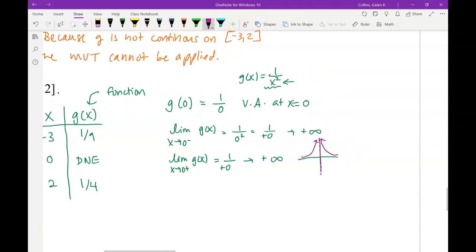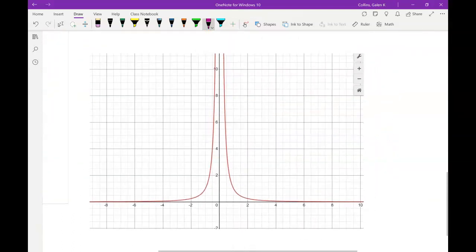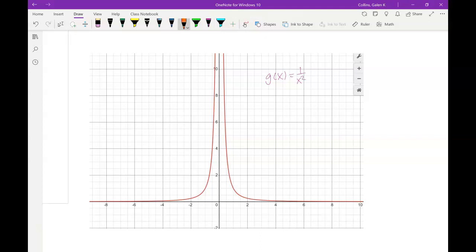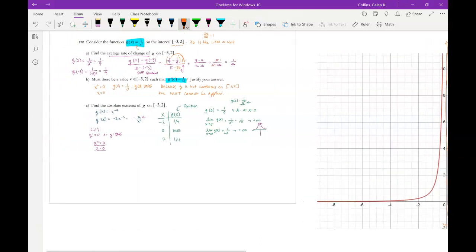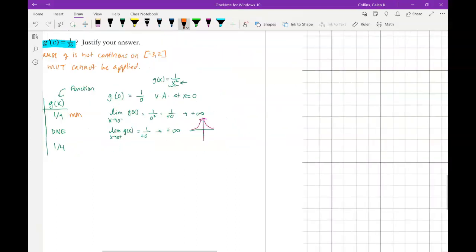So if you want, you could also look at it in Desmos. This is the graph of g of x equals 1 over x squared. I just plugged that into Desmos, and I could see that vertical asymptote there. So here's why that's important. This function has no absolute maximum. So we need to know to check that, because one of our critical values was undefined. So I do have a minimum value, which is 1/9 on the interval, and that occurs at -3.